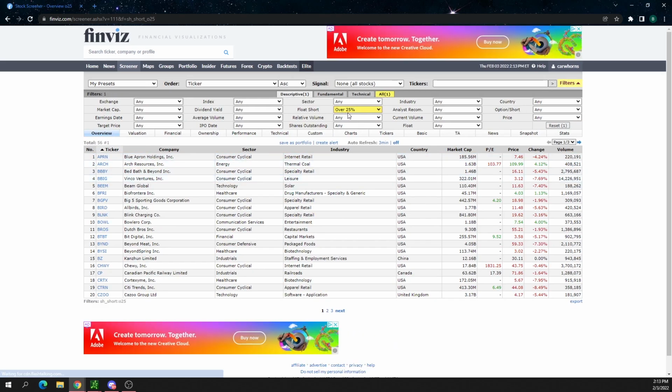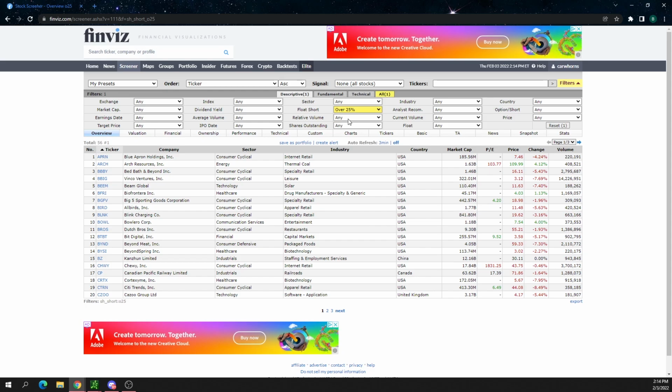So if you guys don't know what a short float is, it's basically a percentage of how many shares that are issued to the public that are being shorted by other people, whether it be institutions or just regular retail investors. And real quick, if you don't know what shorting is, you're basically selling a stock at a higher price in hopes of buying it back at a lower price. Therefore, you're actually going to profit off of the drop.